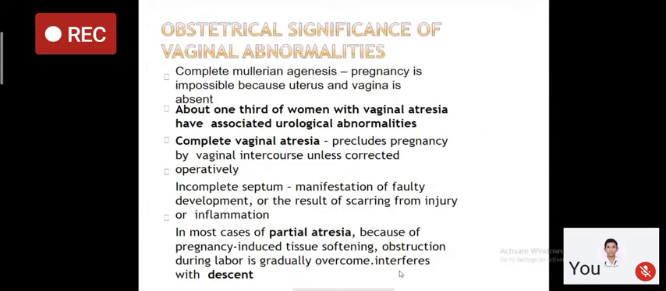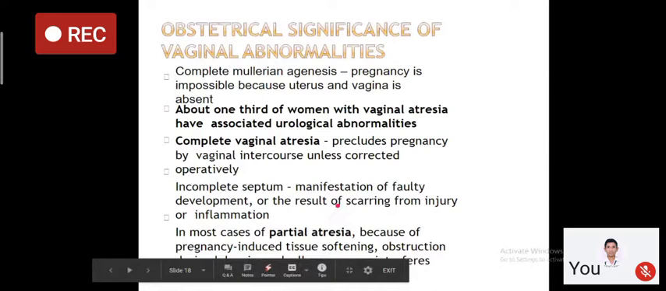So, obstetrical significance of the vaginal abnormalities. Complete Mullerian agenesis, pregnancy is impossible, of course, because uterus and vagina are absent. About 1/3 of women with vaginal atresia have associated urological abnormalities. Complete vaginal atresia precludes pregnancy by vaginal intercourse unless corrected operatively. Okay. Because the vagina is not there, it is impossible for sperm to travel up to the fallopian tube, which leads to impossible pregnancy. So we need a corrective surgery for this, and we can make the female fertile.